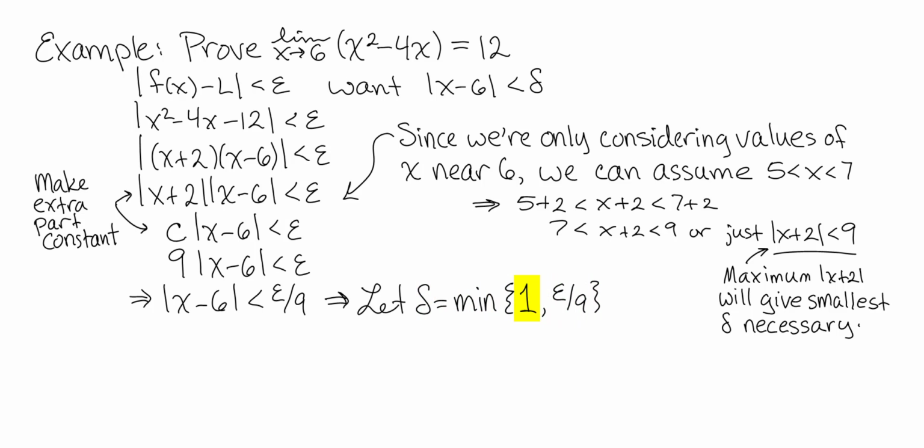The 1 comes from our assumption distance, since we assumed we were at least as close as 1 unit to c, to 6 in this case. The epsilon over 9 is what we found for our formula. That's really the formula we would use if given an epsilon, we needed to find a matching delta. So we write our answers this way because it means that we had an assumption of 1 to get to that answer, epsilon over 9. The delta would be the smaller of those two values given an epsilon.